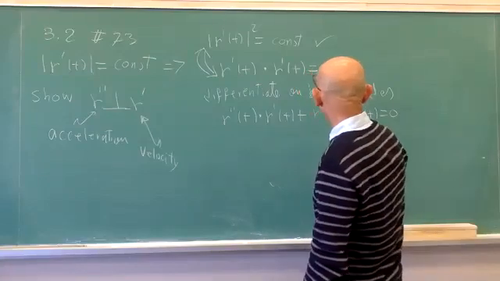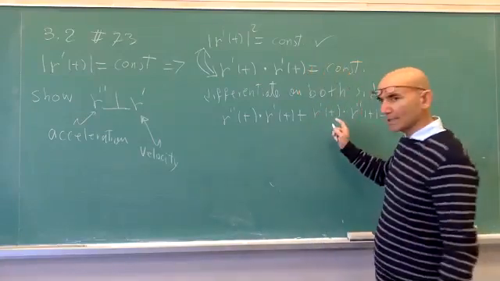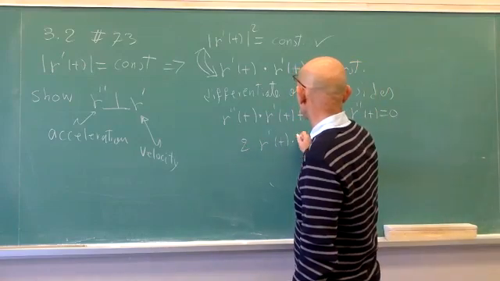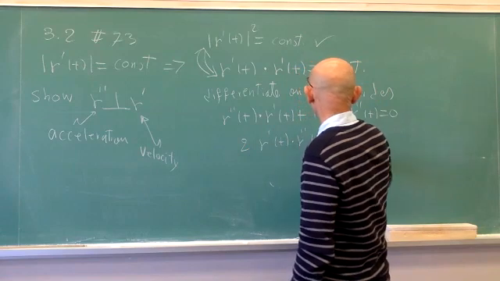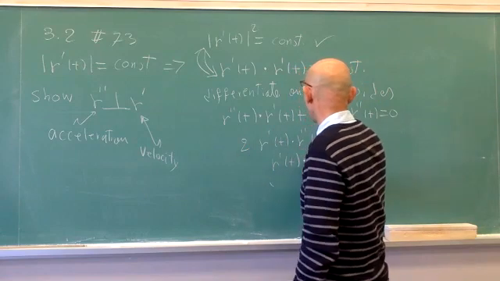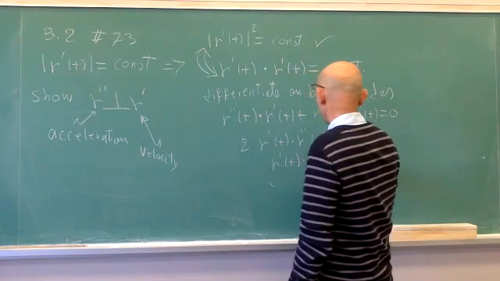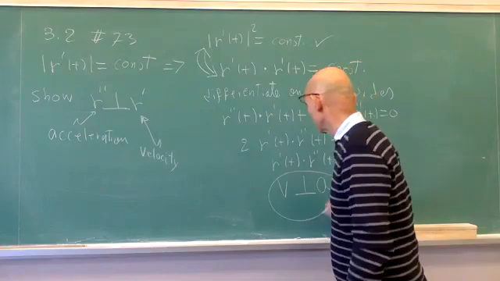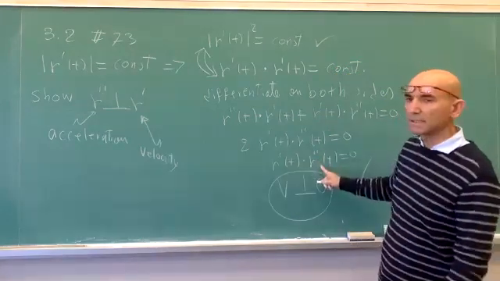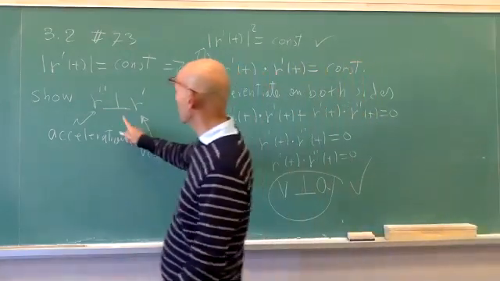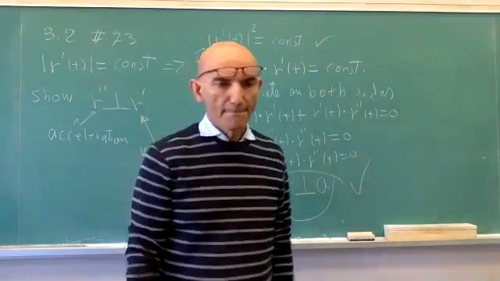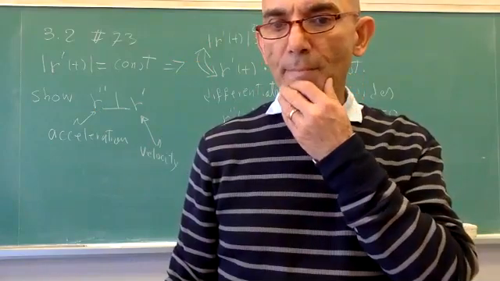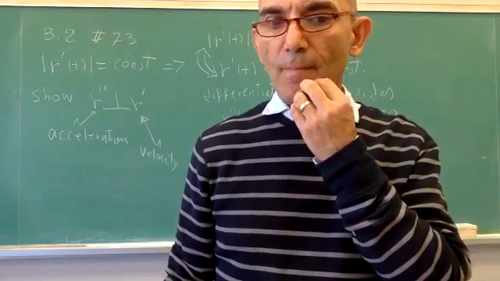Okay, but dot product is symmetric, so this is equal to twice r prime of t dot r double prime of t equal to 0. So r prime of t dot r double prime of t is equal to 0. So it means that velocity is orthogonal to acceleration. This is velocity, this is acceleration. And that's what we wanted to show. Okay. Good.